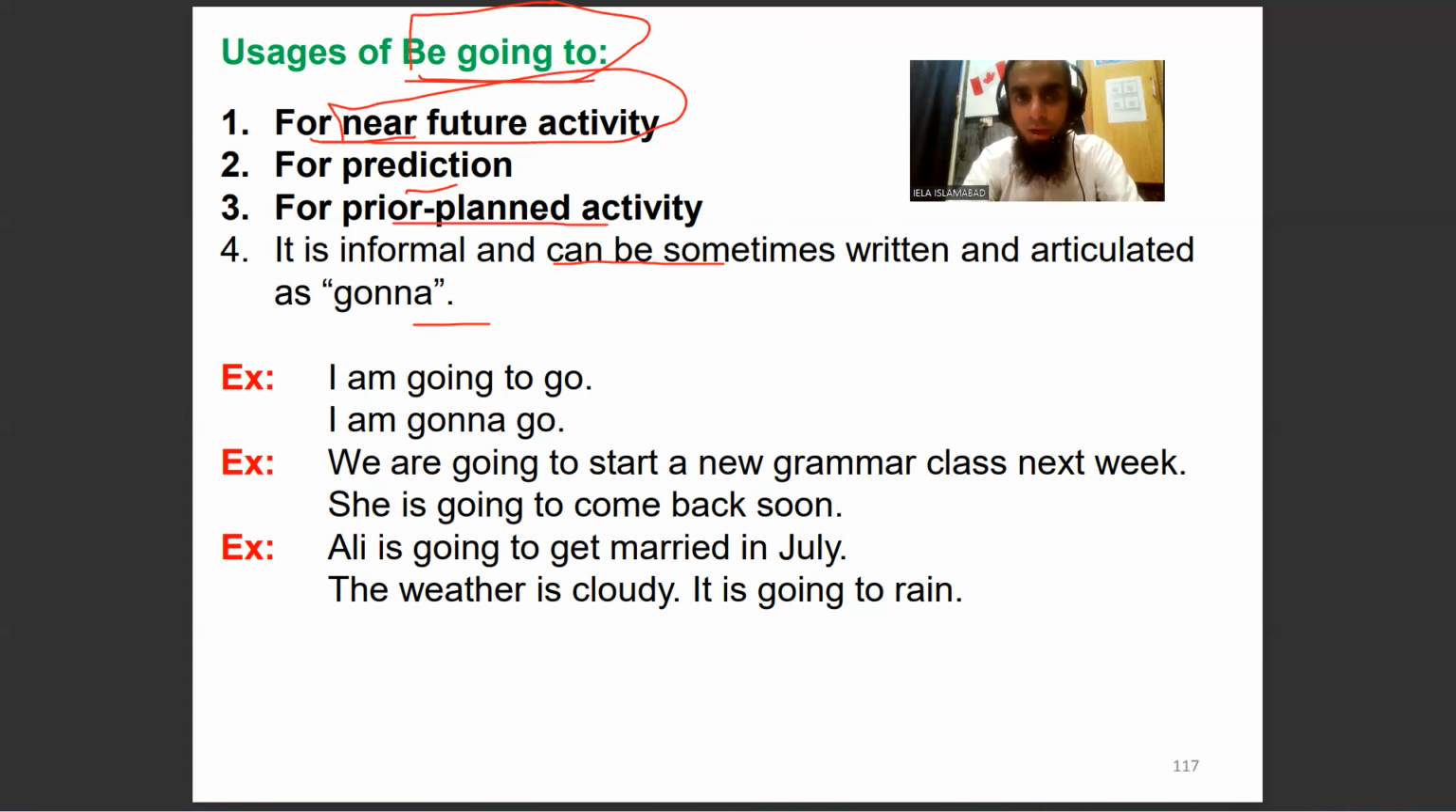I'm gonna write it. I'm gonna listen to it. I'm gonna speak. I'm gonna deliver the lecture. I'm gonna complete future tense today, right? So gonna is used instead of going to. Now I'm going to go. I'm gonna go. Both are right, and this one especially is informal, right? I'm going to do.